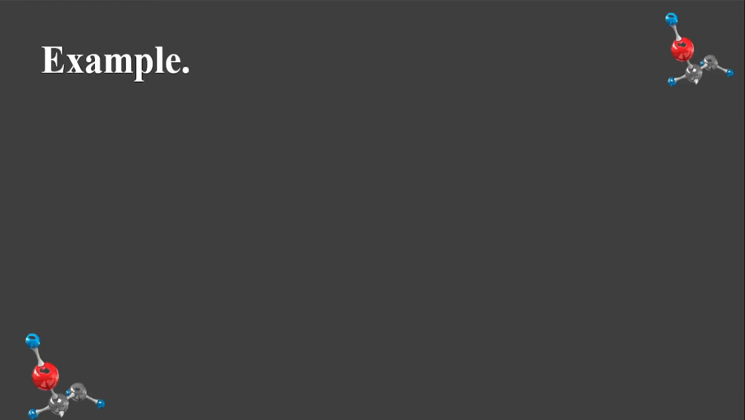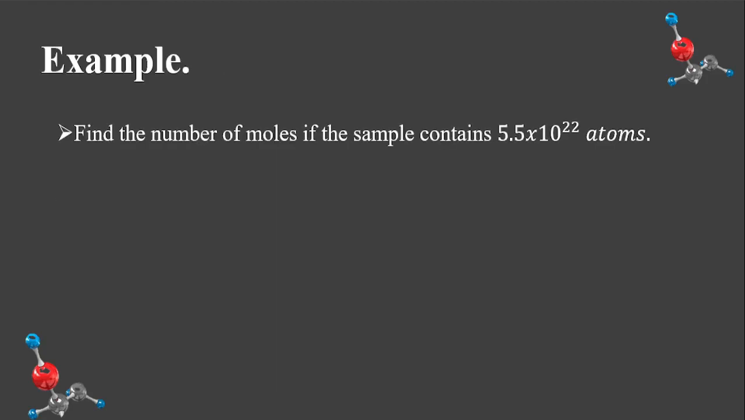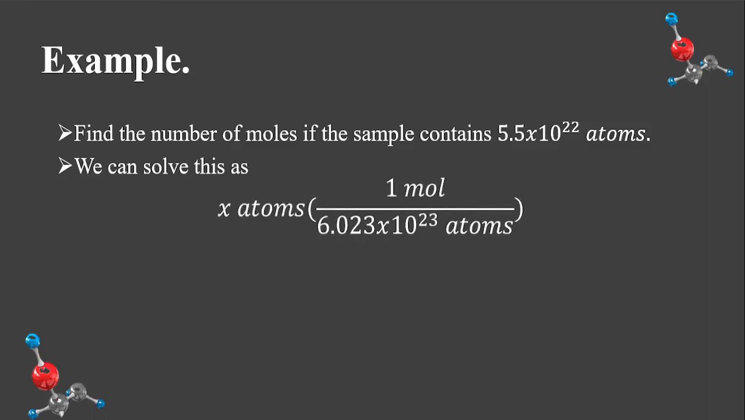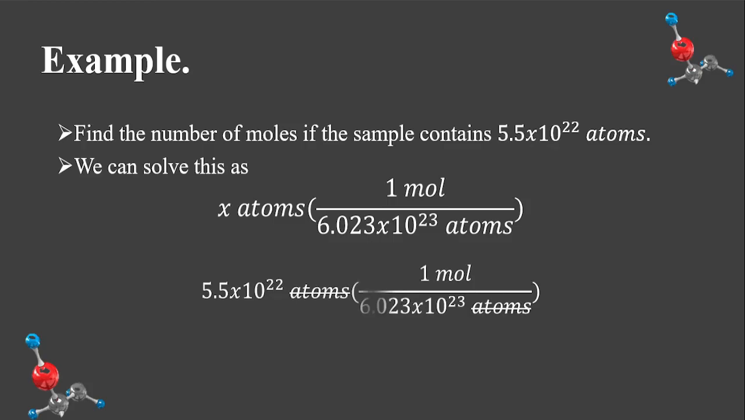Example, find the number of moles if the sample contains 5.5 times 10 to the 22 atoms. We can solve this using the formula: X atoms times the quantity of 1 mole divided by 6.023 times 10 to the 23 atoms. We have 5.5 times 10 to the 22 atoms times the quantity of 1 mole, divided by 6.023 times 10 to the 23 atoms, is equal to 0.088 mole.